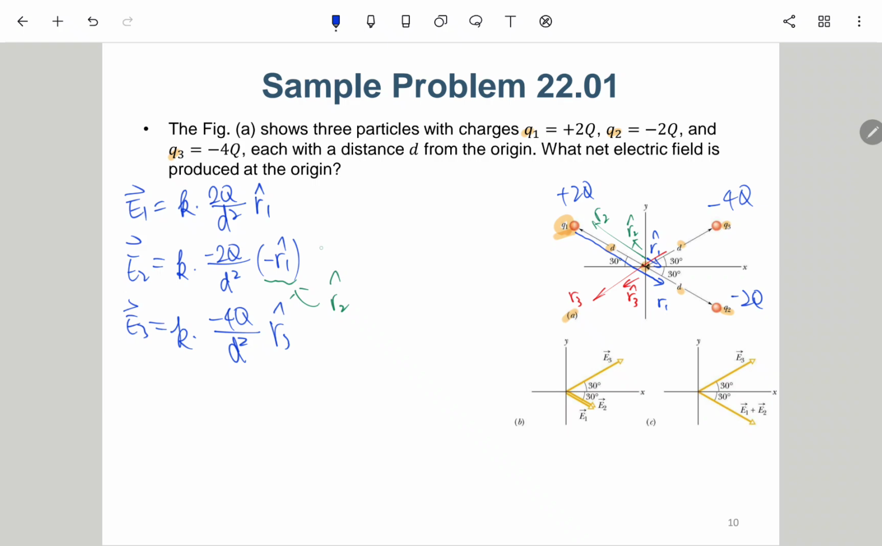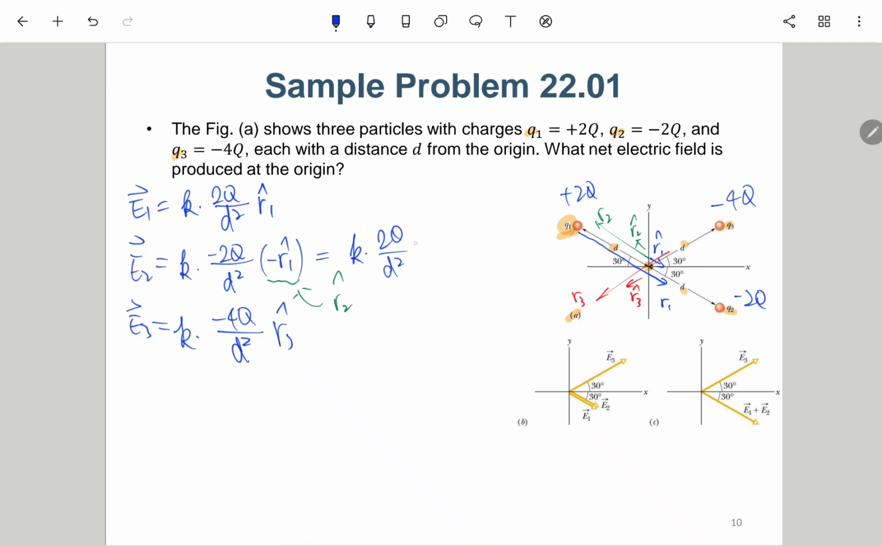Okay, so in such a way we can do some simplification. This is actually K times 2Q over d squared, times R1 hat. Okay, because we have this minus and this minus, we combine them to be a positive sign, and then here we have a negative K 4Q over d squared R3 hat. Okay, so actually the total E field at the origin is E1 plus E2 plus E3.